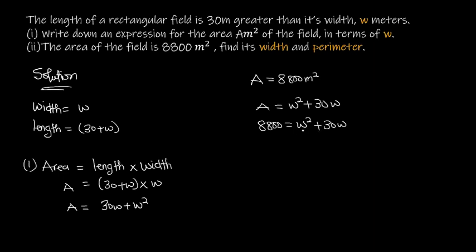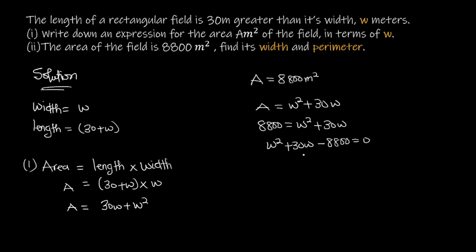Now for me to be able to find W, I need to rewrite this whole equation to get my quadratic equation. So I send the 8,800 to the other side of the equal sign. So I have W squared plus 30W minus 8,800 is equal to 0. This becomes my equation that I need to factorize. Now if I multiply the coefficient of the W squared term, which is 1, by negative 8,800, I get negative 8,800. Which two numbers multiply to give negative 8,800, but when added give the middle coefficient, which is 30?